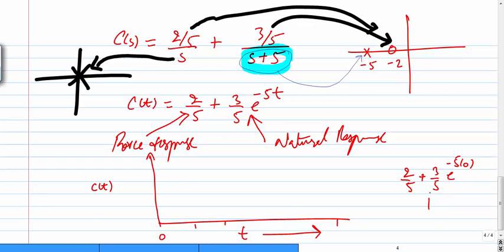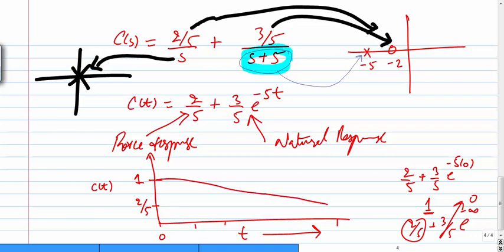So it starts from 1. What about infinity? When t tends to infinity, the exponential part becomes 0, so it will start from 1 and end at 2/5, for example this is 1 and assume this is 2/5. So at 0 it will start from 1 and try to reach this one. So this is the response you are getting for this system.